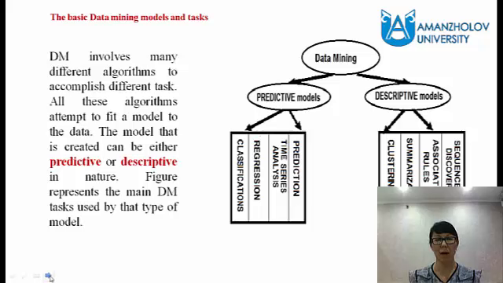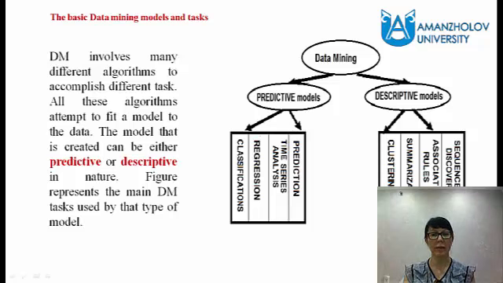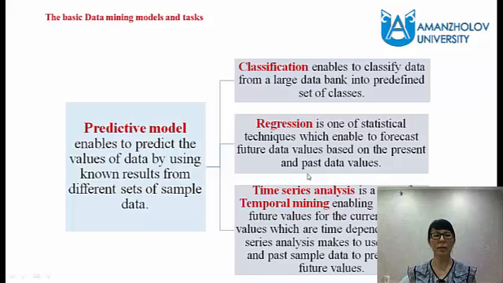Predictive models are prediction, time series analysis, regression, and classification. And descriptive models are sequence discovery, association rules, summarization, and clustering. What is a predictive model? A predictive model enables us to predict the values of data by using known results from different sets of sample data.